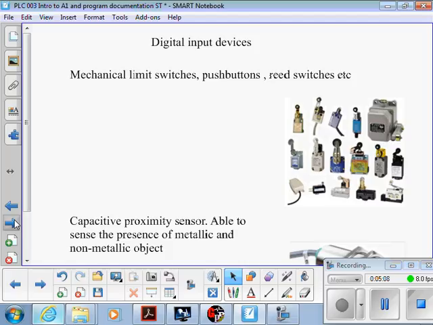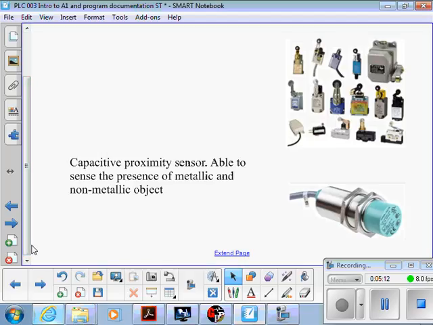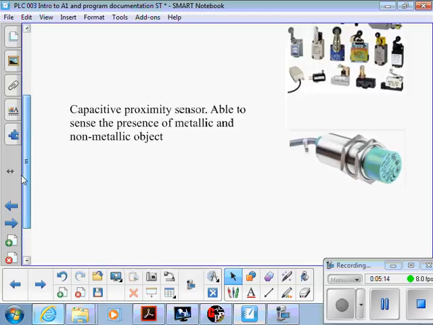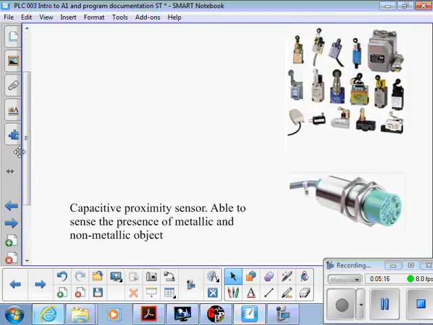Different input devices. I know I had to move this morning, so I'll do it now.